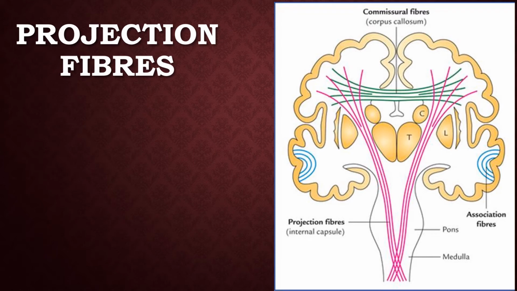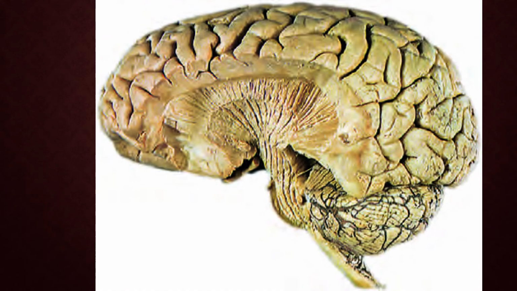Next one is the projection fibers. Projection fibers are the fibers which connect one part of the brain to another part of the brain. Here you can identify that from the cerebrum, they connect to other parts, meaning the basal ganglia, pons, medulla oblongata, any part. They are connected with each other by these projection fibers. An example of this is the corona radiata. As the shape of this corona radiata appears like a crown, that is why it is named like that.